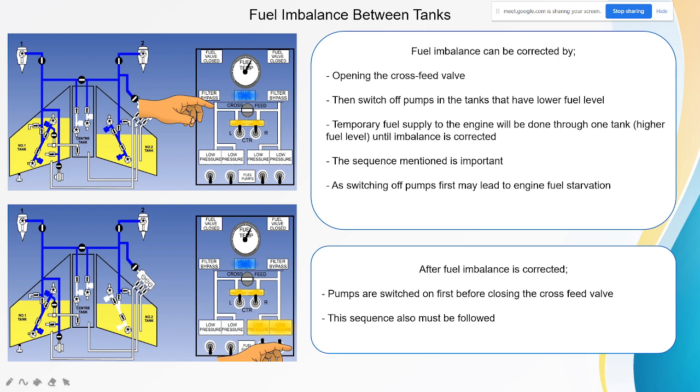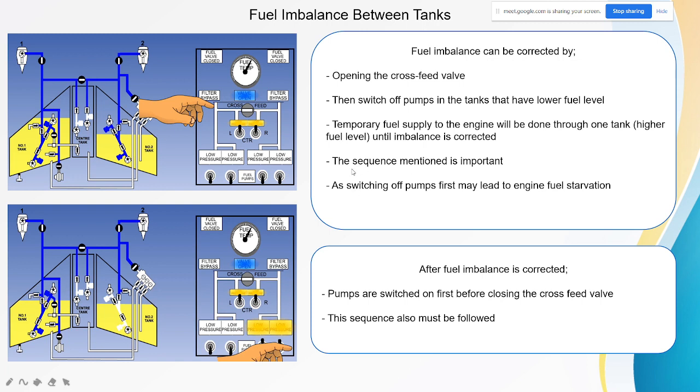So when the switch of the booster pumps of the right tank is closed, both engines will temporarily consume the fuel from the left tank until the imbalance is corrected, until the balance is achieved.